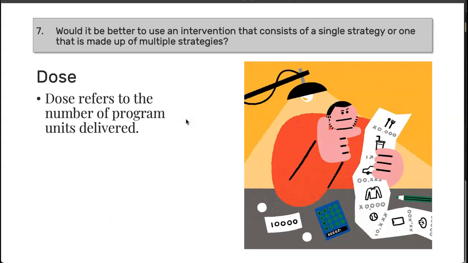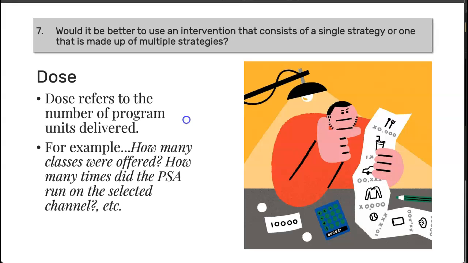Dose refers to the number of program units that are delivered. So for example, you're going to do the $10 incentive for people that are in your company that are seen wearing a safety belt while operating a company vehicle, right? How many times are you going to do this? Or how many times did the PSA run on the particular channel? That has to do with dose. That's what they mean by dose.